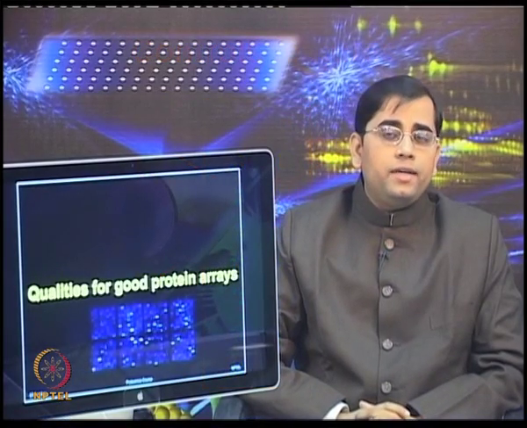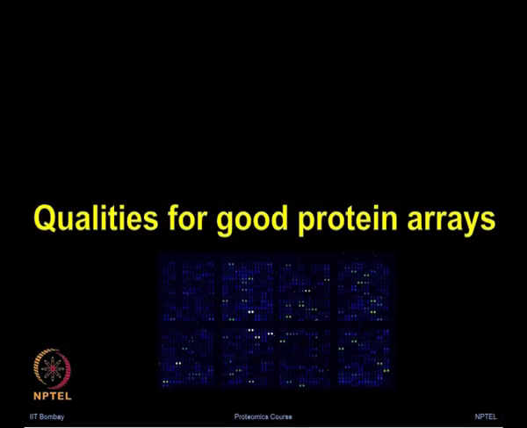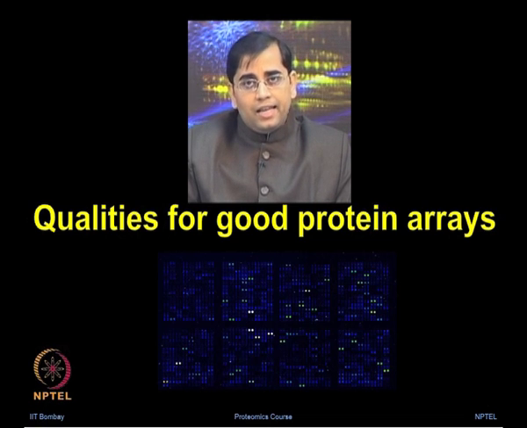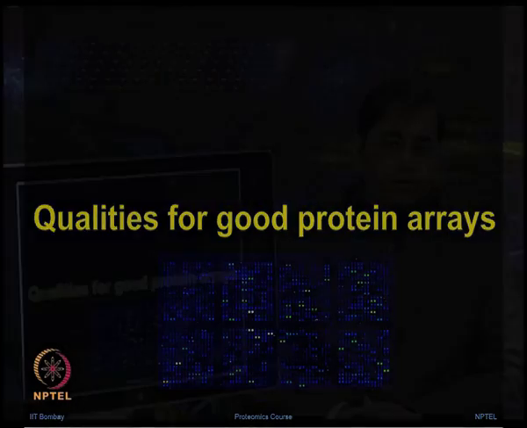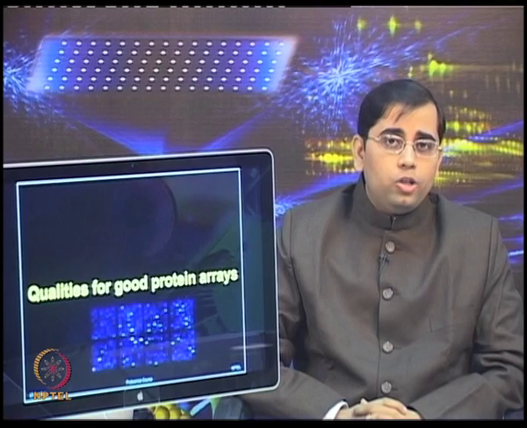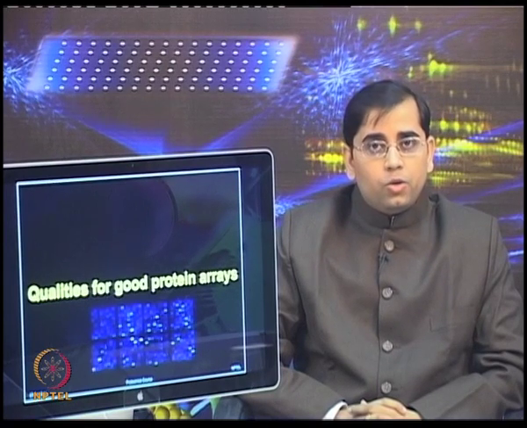Now, what are the different qualities one needs to keep in mind for good protein arrays? Obviously, you would like to know the spot size, spot shape and morphology. Those have to be uniform. So, spot to spot consistency has to be there, positional consistency has to be there for a large number of slides, sample loading, sample integrity, as well as different types of controls, replicates and positional flexibility. All those need to be in place for good quality protein arrays.